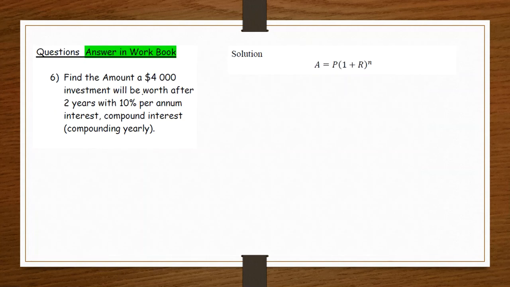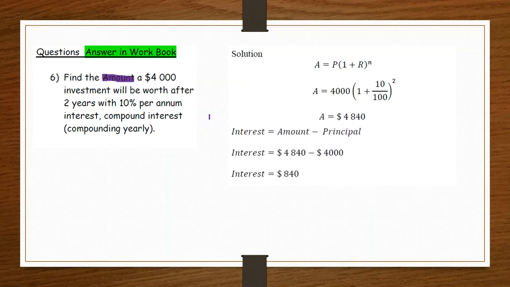Time for you to have a try. So find the amount of 4,000 invested for 2 years with 10% per annum interest. So the solution is 4,000, 1 plus 10 over 100 to the power of 2, which is 4,840. And that is the amount. If we're asked for the interest, which we weren't, we would do this step as well.